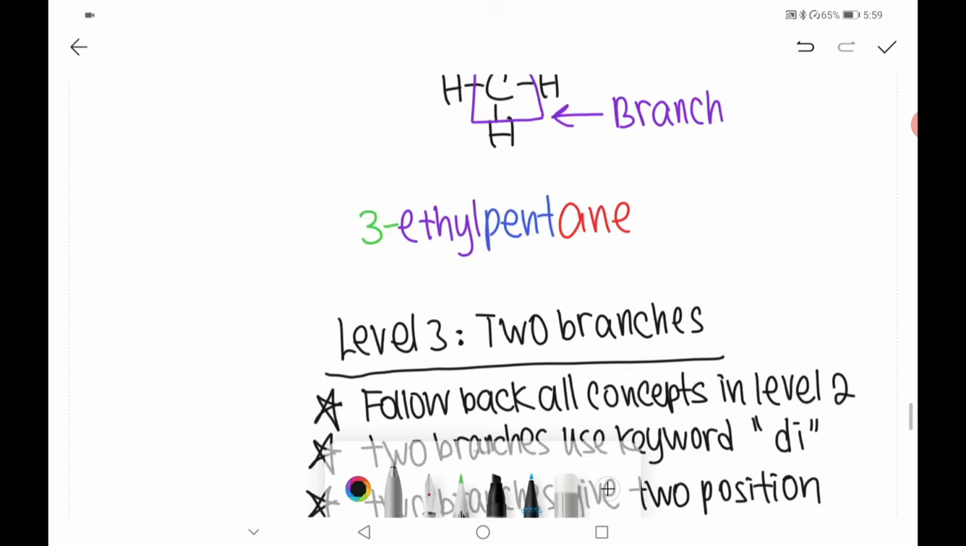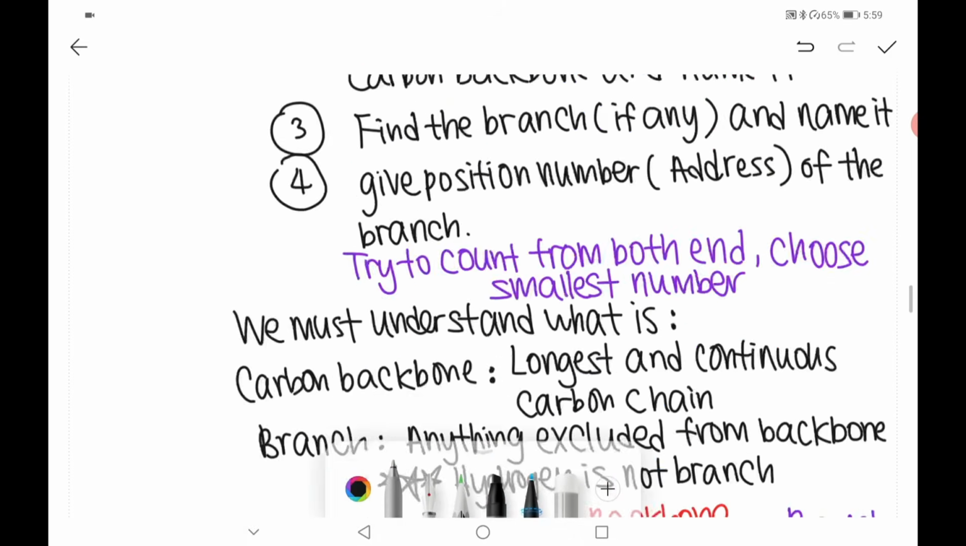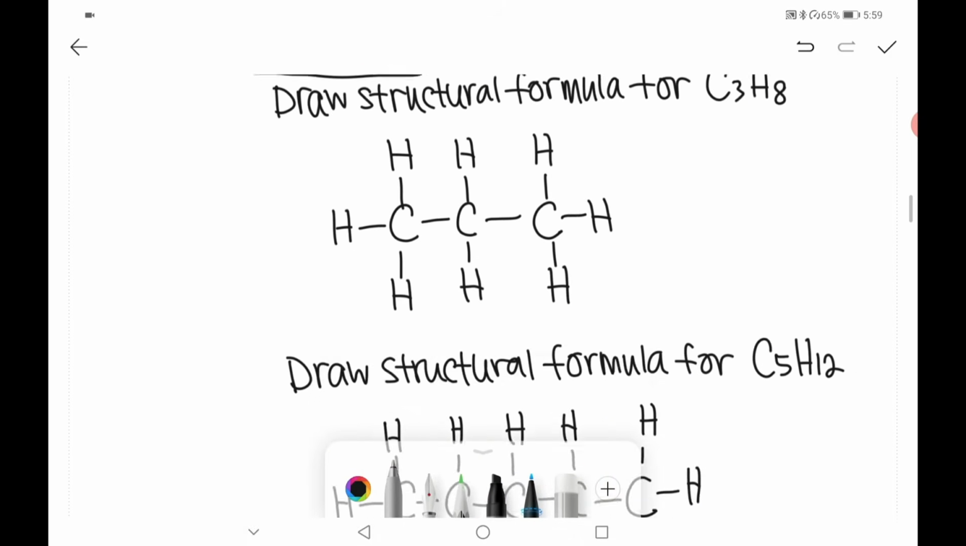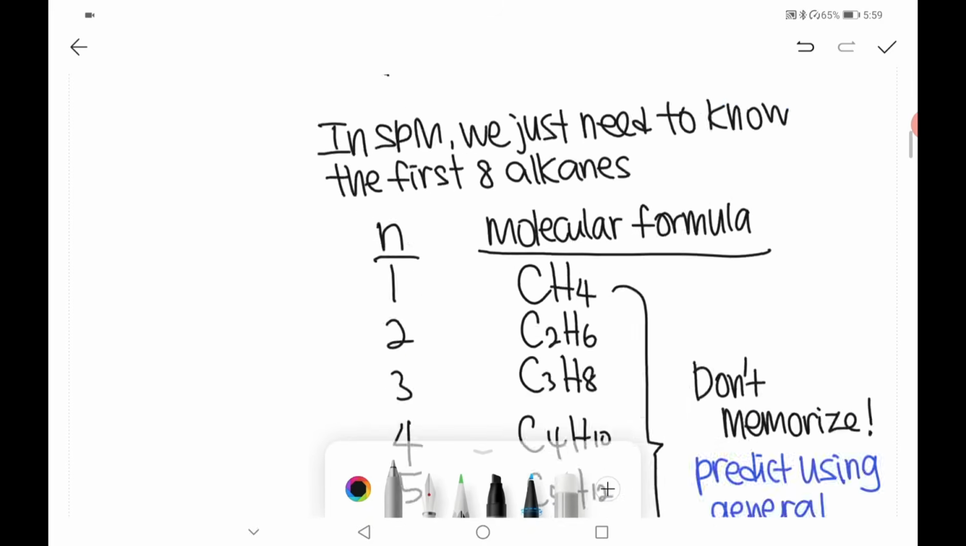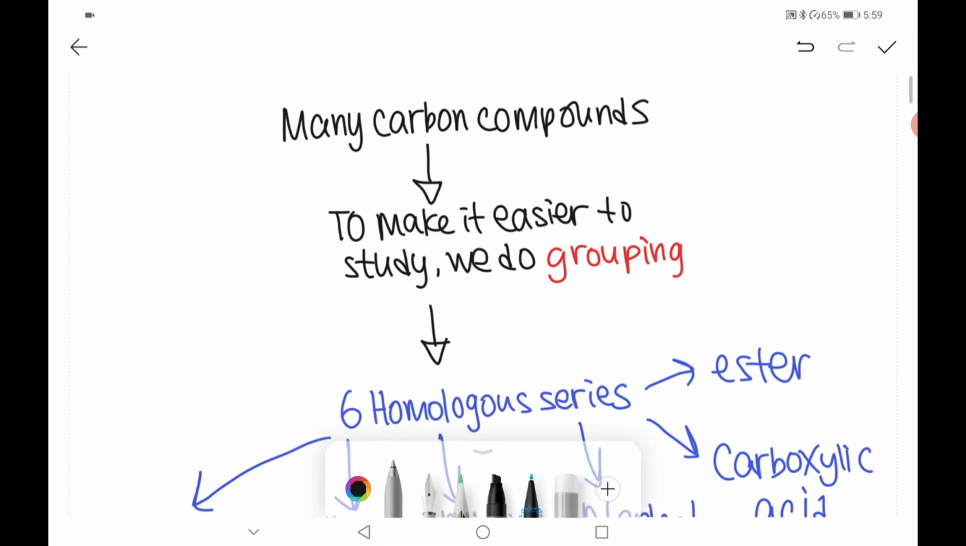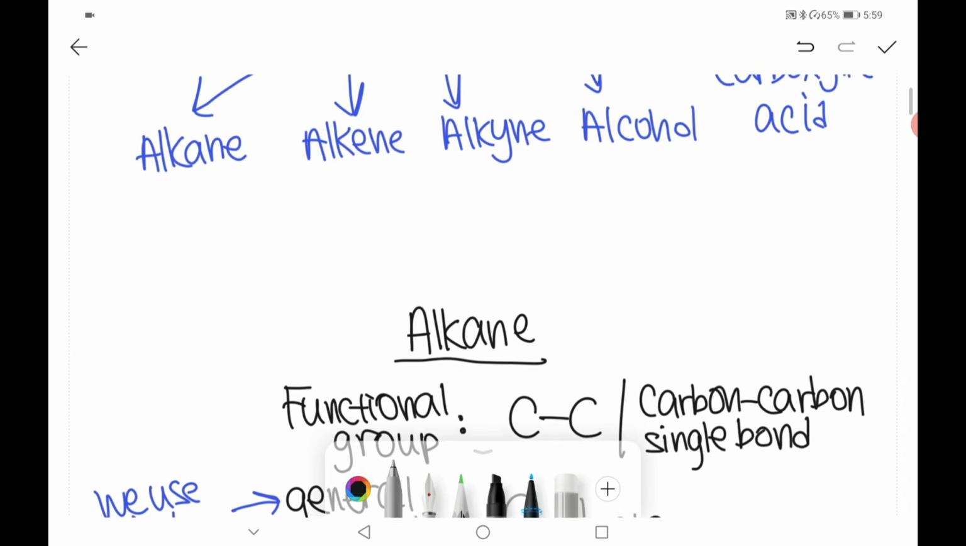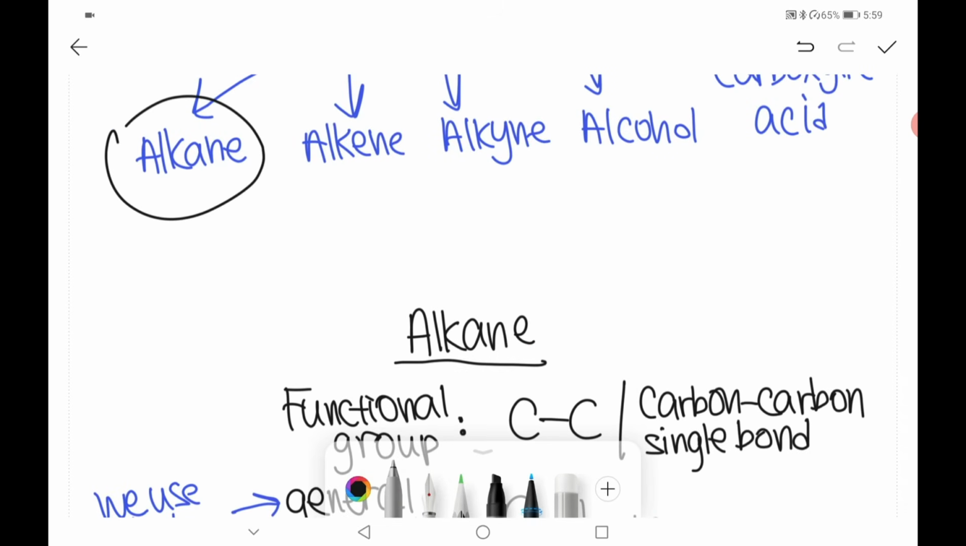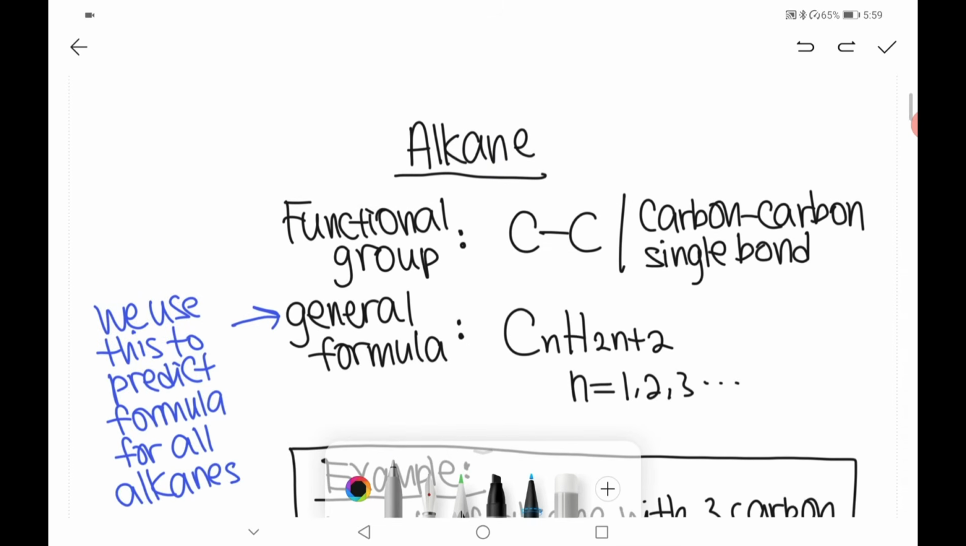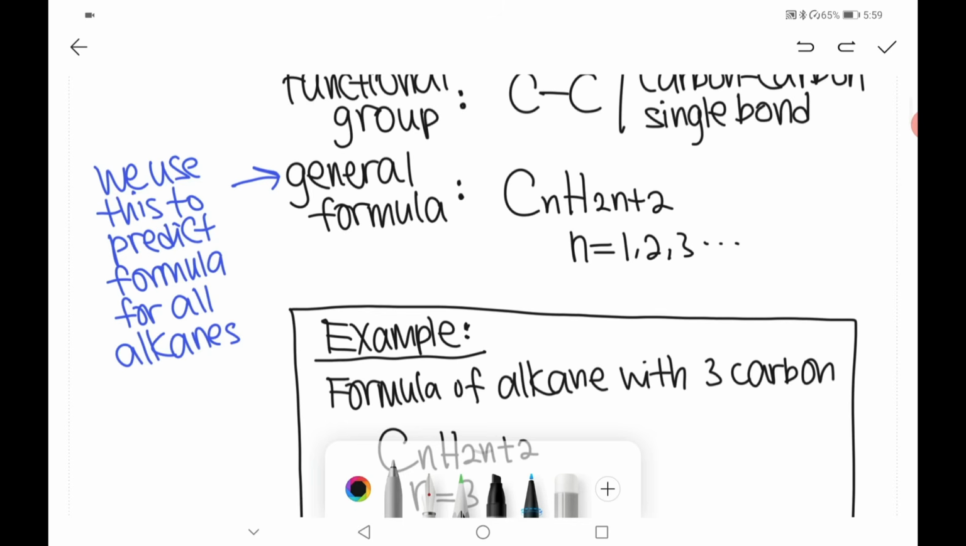All right, so let's do a very quick recap of what we learned in today's lesson. We learned a few concepts, so let's spend about 1 or 2 minutes on a quick recap. Today we start with alkane. You need to know that the functional group of alkane is the carbon-carbon single bond. Anything with a carbon-carbon single bond is an alkane. The general formula is used to predict the formula of alkane.